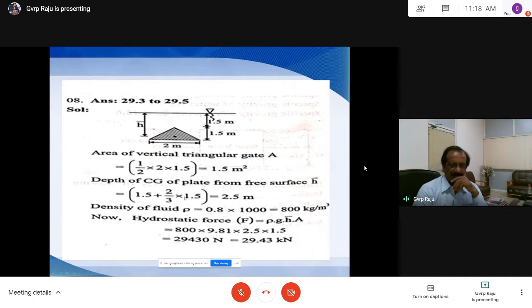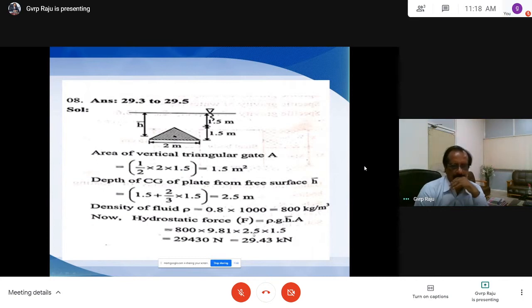The density of the fluid: because the specific gravity is 0.8 and 1000 is for water, the density of the fluid is 0.8 into 1000, 800 kg per meter cube. Specific gravity is the mass density of the fluid by the mass density of the water. The mass density of water is 1000 kg per meter cube, which is multiplied by 0.8, the specific gravity of the fluid, giving 800 kg per meter cube.